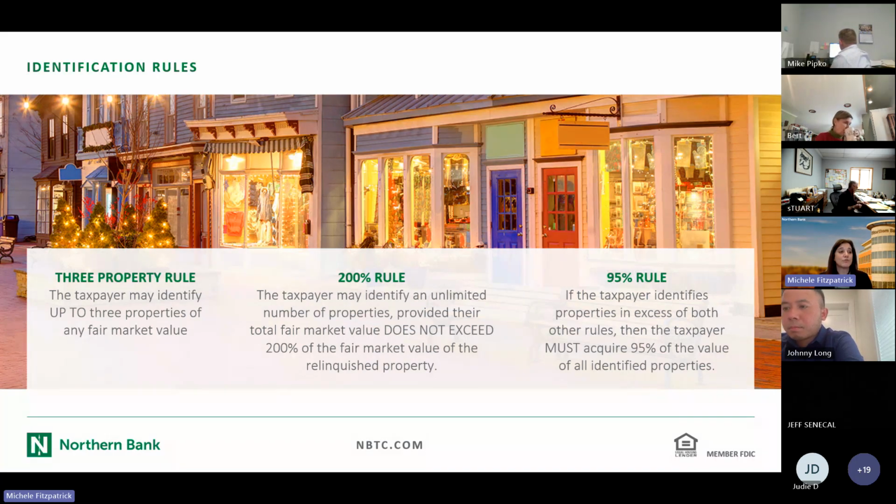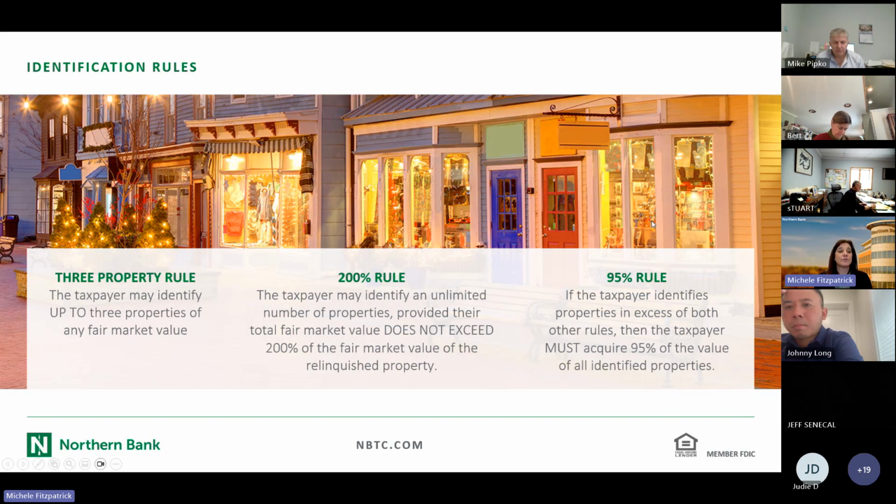The 200% rule says that you can identify an unlimited number of properties. It doesn't matter how many properties you have, but they cannot exceed 200% of the value of the property that you sold. This is used when people are diversifying. They want to buy 10 properties. So they're selling a $1 million property. They can identify 10 $200,000 properties and buy all of them. So it's limited to the aggregate value of the properties you can purchase, but not the aggregate amount.